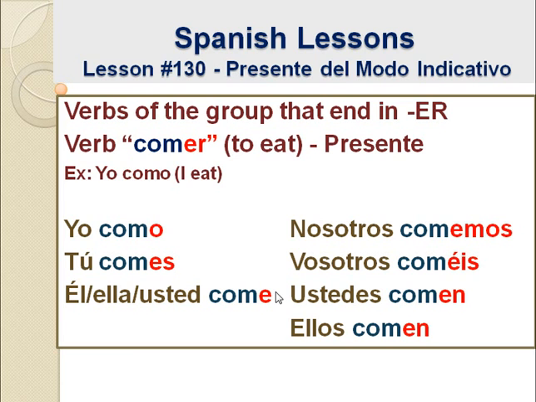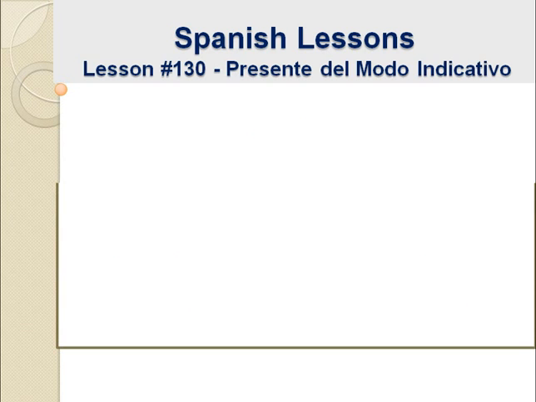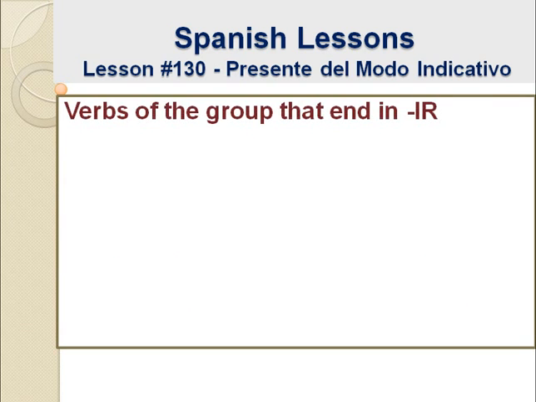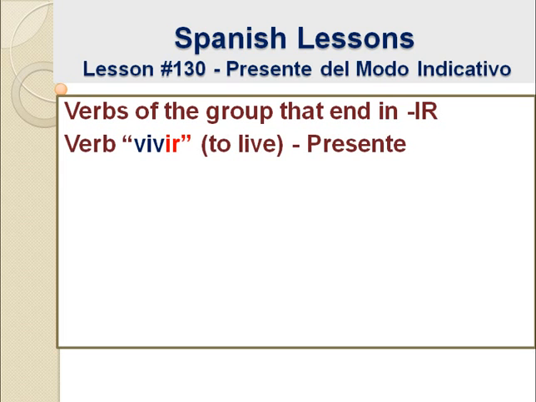So this is the conjugation for comer, the verb to eat, and this is the typical conjugation for all the regular verbs that end in er. Now I will show you the conjugation for the verbs that end in ir. This is the smallest of the three groups of verbs, right? And this group is the one that has more irregular verbs. Nevertheless, Spanish is a relatively regular language, and the number of irregular verbs is smaller than in English.